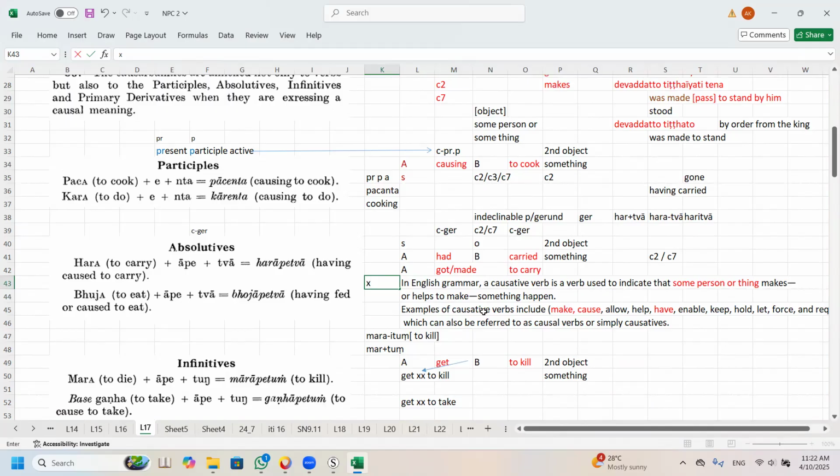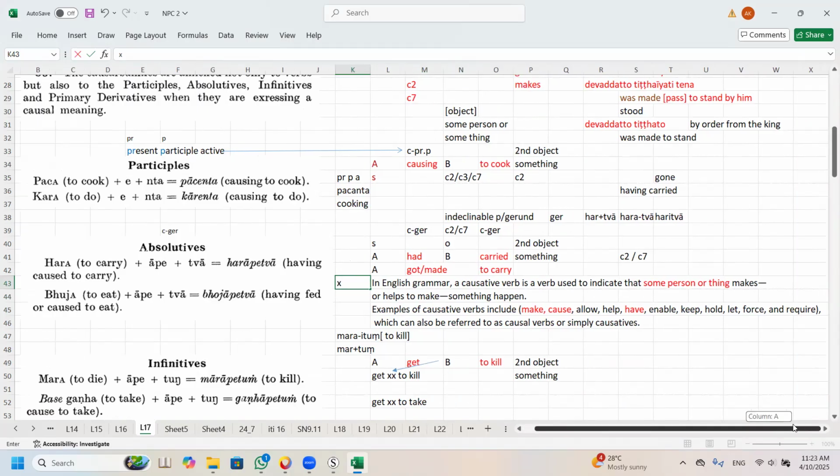For example, the causative verbs include make, cause, allow, help, have, enable. All of these are causative as far as English is concerned, which also refers to a causal verb or simply causative. We don't take too many of them, just a few, otherwise our sentences are too long. All right? Got it?